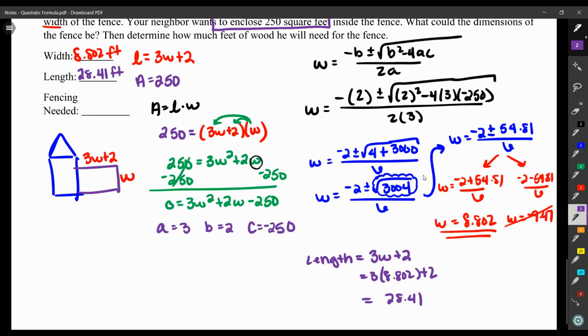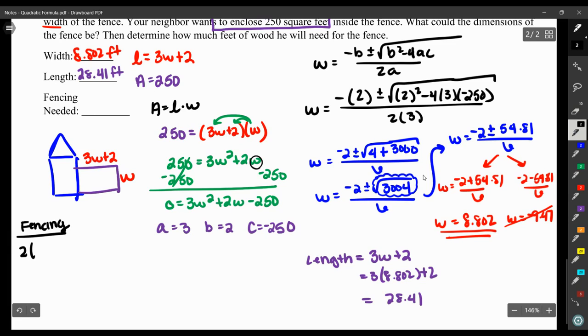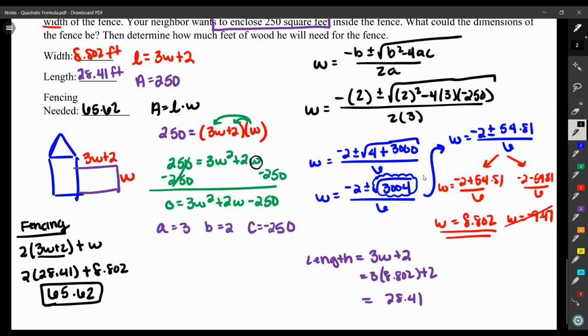Now, for the hard part is how much fencing is he going to need? Well, remember that he didn't use 4 sides. He only used 3 sides for fencing. The 4th side was his house. So it's really 2 of the lengths and 1 of the width. So that's the final question it asked. How much fencing? So for the total fencing, you're going to need 2 of the lengths and 1 of the widths. We have this value here at 28.41, and then the width was 8.802. You're going to have 65.62 feet of fence for your neighbor.